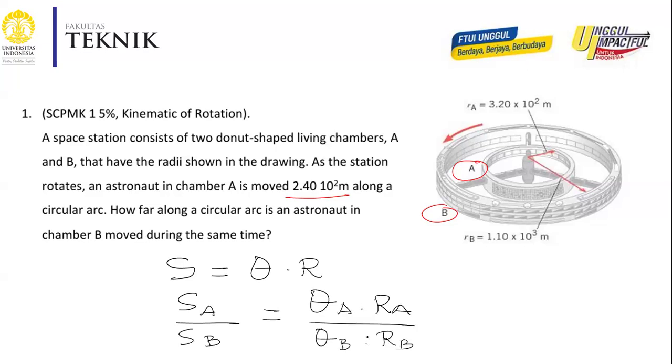Because the angle is the same, theta of A and B is the same, so we can cancel theta A and theta B, right? Here we said that the displacement angle of A is the same as B. So we can cancel this. It means that the distance of A and B is linear to the radius. The higher the radius, the higher the distance.